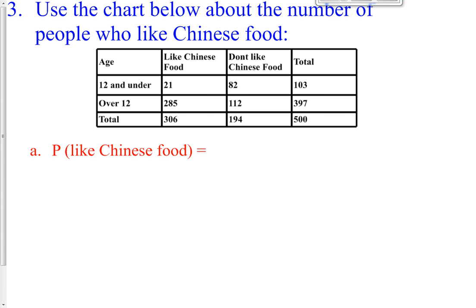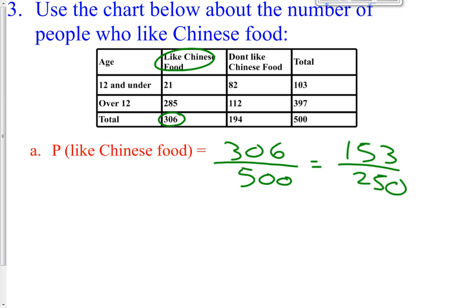Now we're going to answer the questions. What's the probability that people like Chinese food? So this one isn't a conditional probability. It's just our basic probability. The people who like Chinese food are, let's see here, where are they? Like Chinese, there's 306 people who like Chinese food. So it's 306 out of a total possible of 500. So 306 divided by 500, as a reduced fraction, you should get 153 over 250. There's our answer for question 3A.